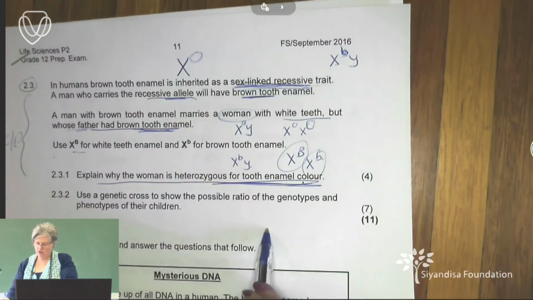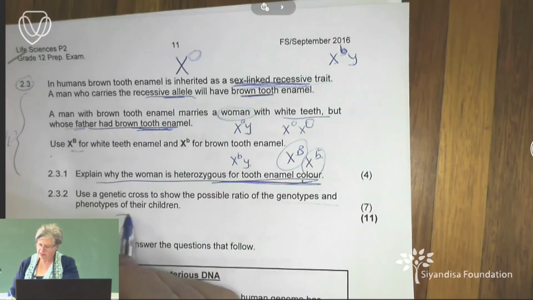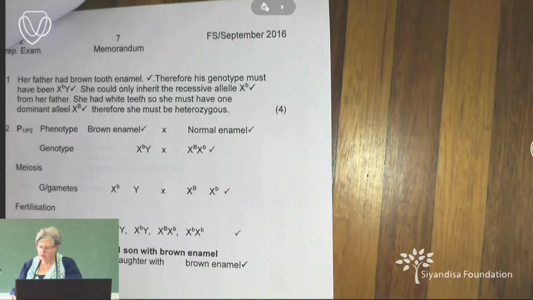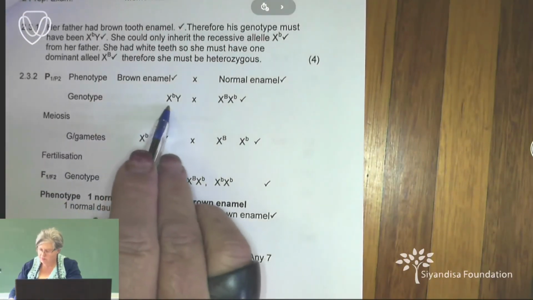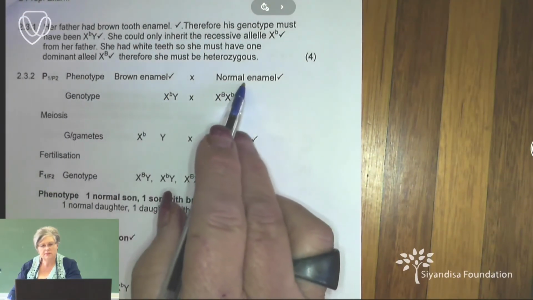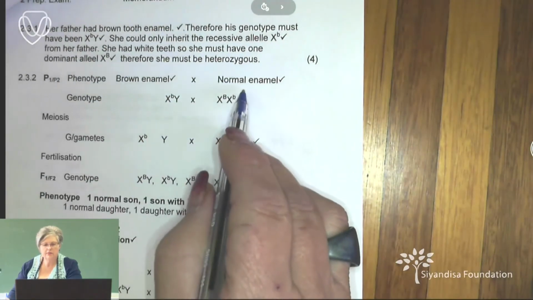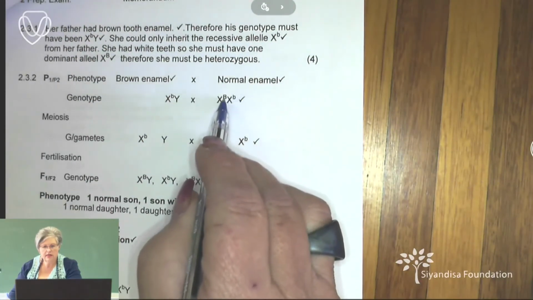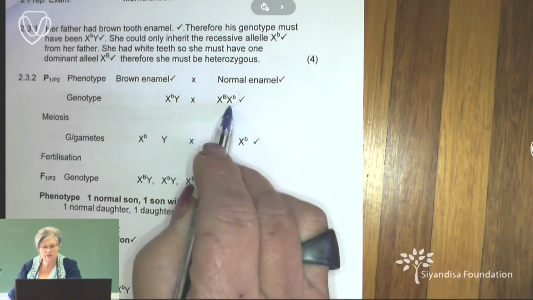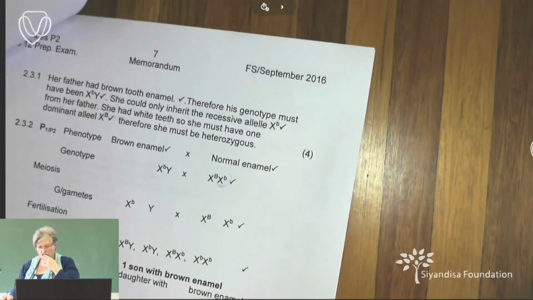Use a genetic cross to show the possible offspring of their children. So it means you will use that crossing, you will use the father with brown teeth enamel, and the mother has normal teeth enamel, but because her father had brown, she inherits that one, so that's why she looks like that, and then it's just a normal genetic cross.